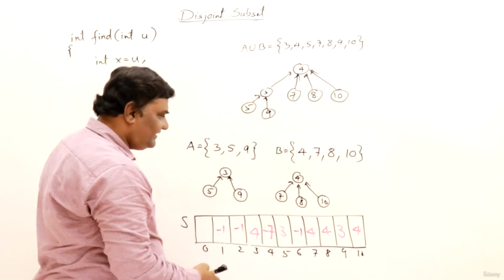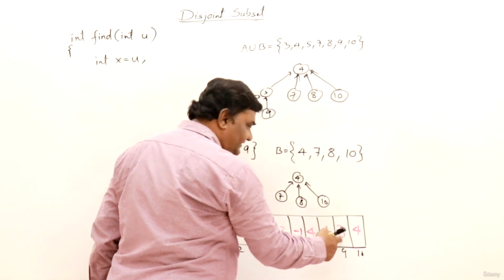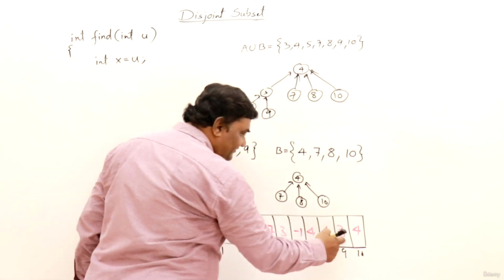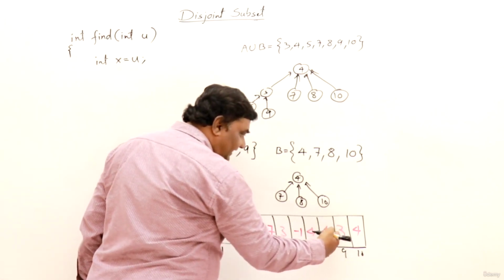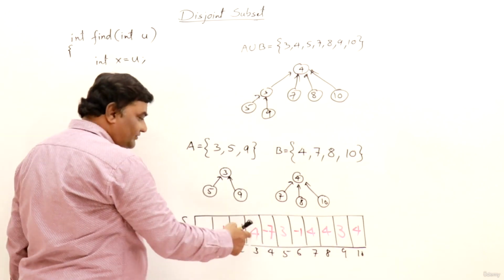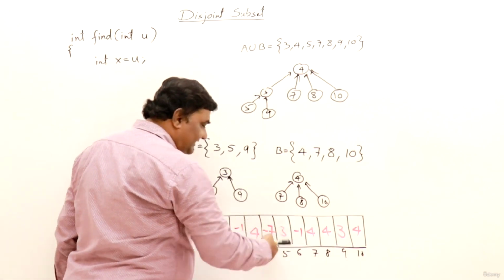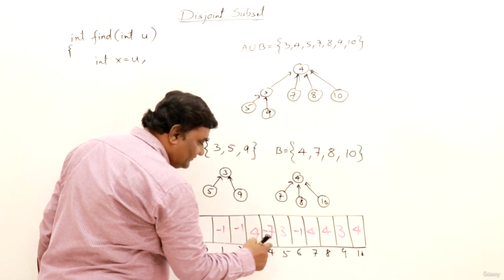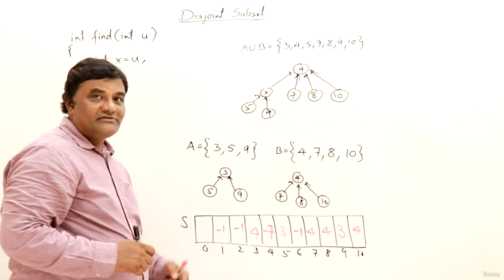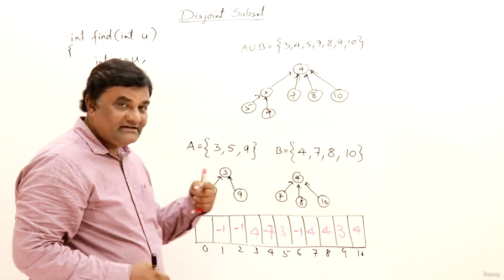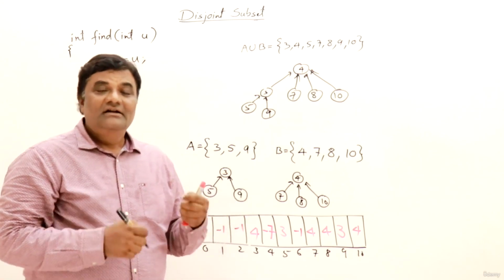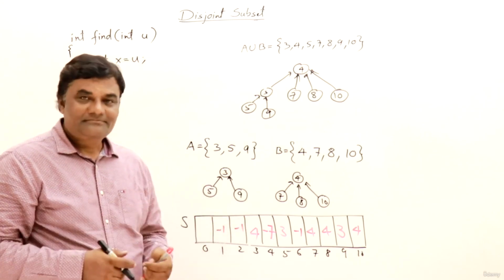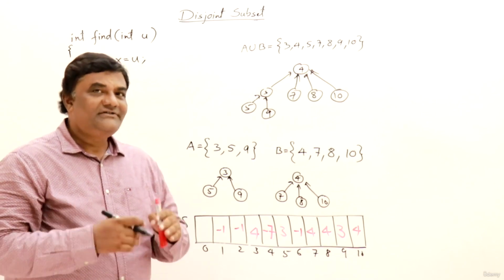So how to check it in an array? Go to 9, take the value here, s of 9. Go to 3, take s of 3. Go to 4, take s of 4. And if it is negative, stop and take this one. Don't take the value, take this index. That's it. So we have to go on taking the value of s until we get a negative number, right? As long as we are getting a positive number, continue.